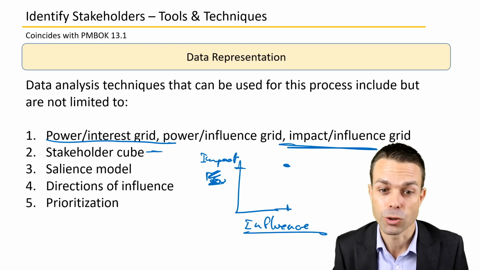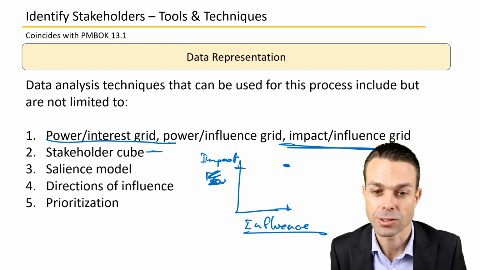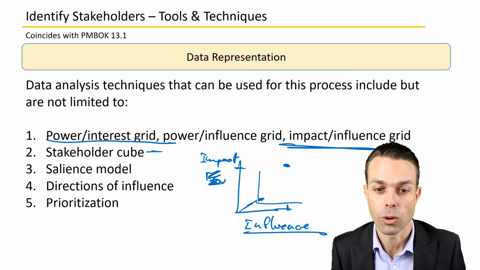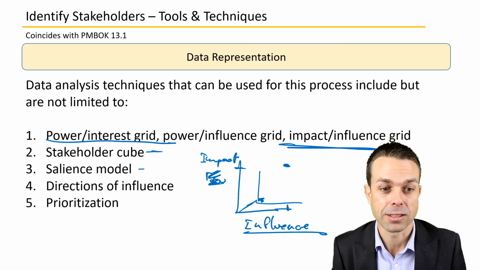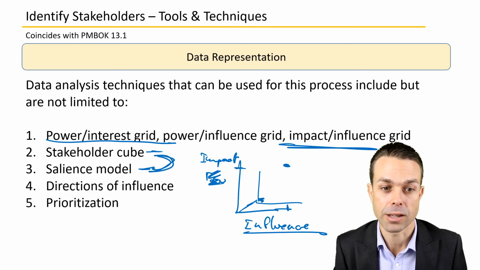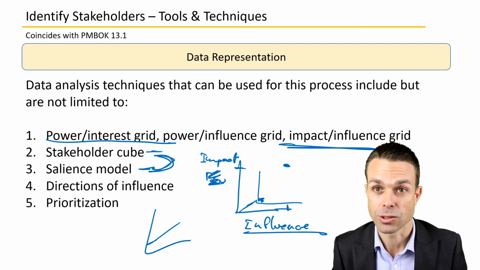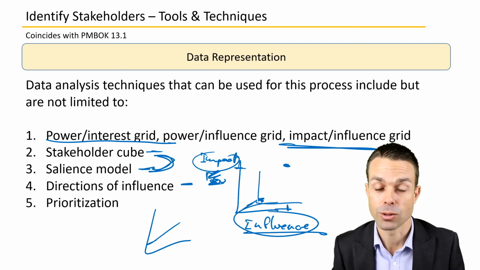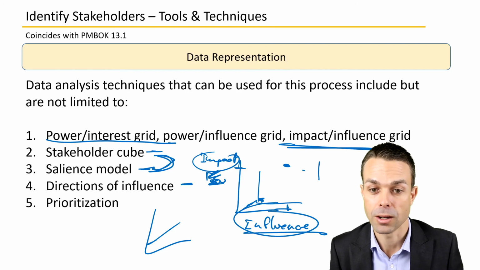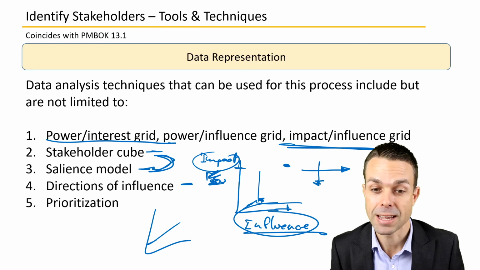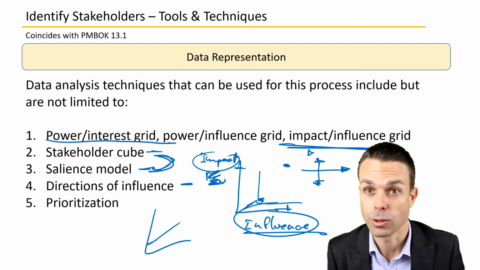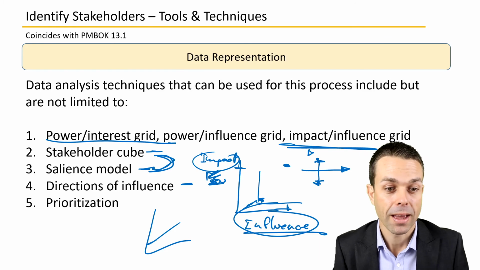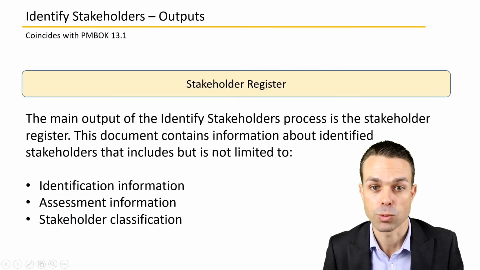The stakeholder cube just adds a third dimension to that. So maybe we look at something else like their position, for example, or their power again. Salience model is a good example of a stakeholder cube, which is three-dimensional, so 3 items instead of just 2 there. Directions of influence. For our project, are we influencing horizontally with our peers down into our project management team, or upwards to executives or project sponsors, and prioritization of our stakeholders as well.